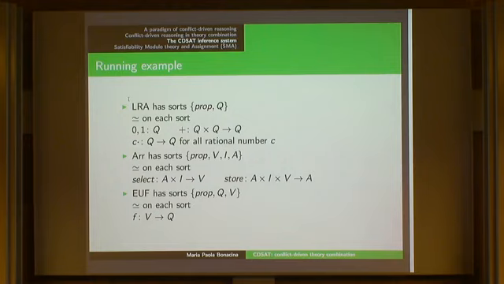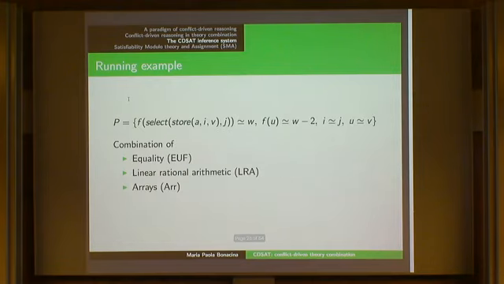EUF has sorts prop, rational numbers, values, and equality on each sort, and the function f that goes from values to rational numbers. Why is this? Because if you go back to the example, you see that f, the uninterpreted function f, is applied to u, and u is equal to v, and v is a value, therefore u is also a value, and therefore f applies to values of arrays and returns rational numbers because it is equal to this expression which is in the rationals.